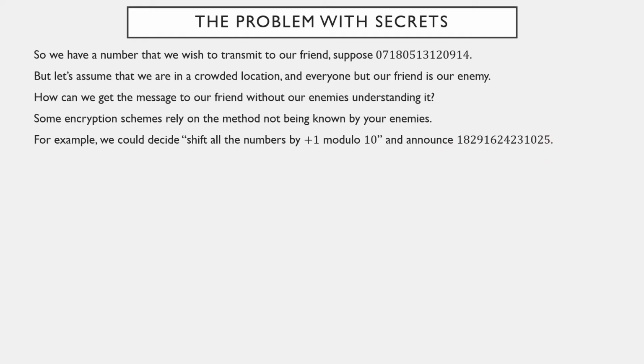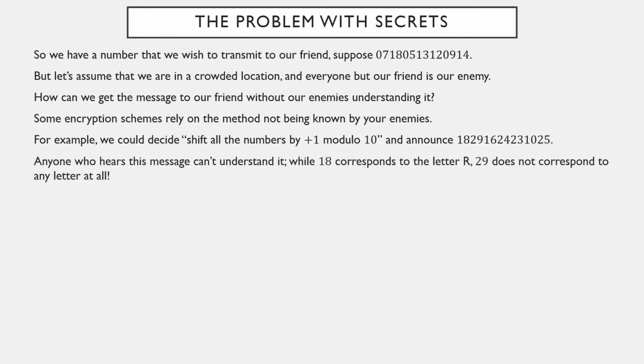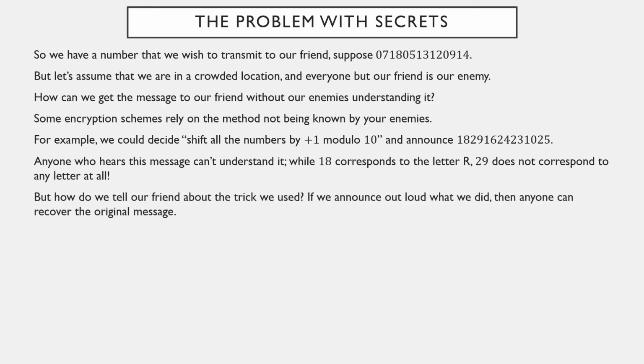So I say this number out loud instead. Now if someone listens to that, they won't be able to understand it. 18 happens to correspond to the letter R under our previous conversion scheme, but 29 is not a letter at all. So they're going to think I'm just saying nonsense. Our original message, by the way, does have an interpretation as letters, 07, 18, 05, and so forth. This encrypted version doesn't.